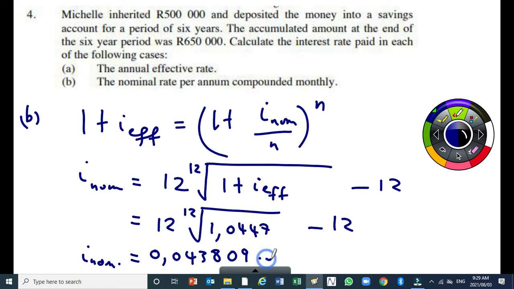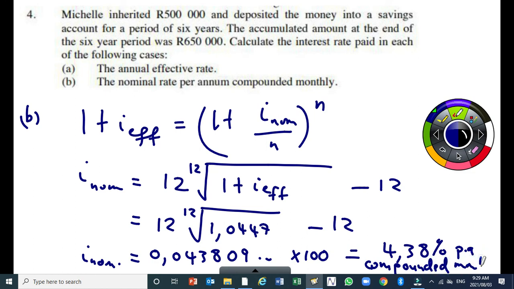Times 100, and so eventually, yes, the final answer was 4.38%. Now it's per annum compounded monthly. Right. Then we are done.